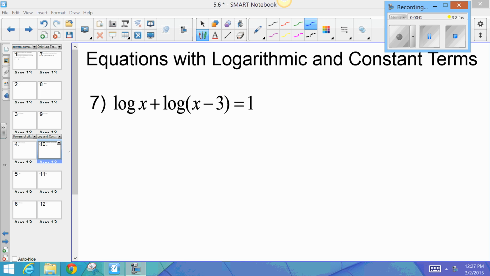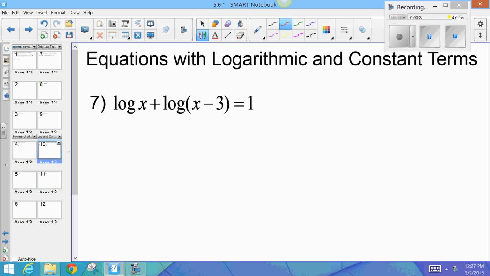This is pre-calculus section 5.6, notes on equations with logarithmic and constant terms. For this problem, we've got logs on the left, but there isn't a log on the right. So this is handled a little differently than the ones in the previous video.